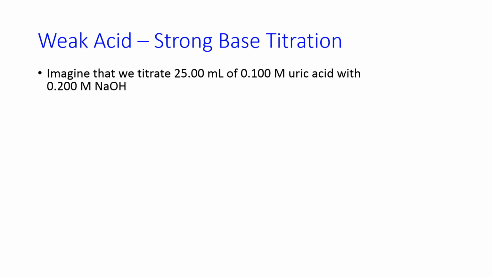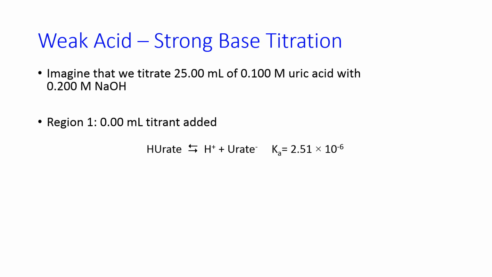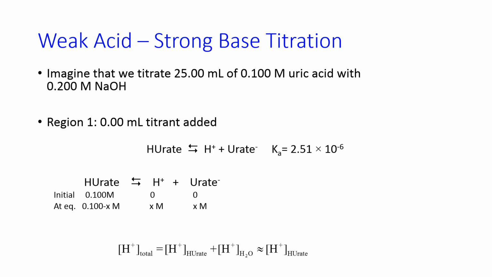Imagine that we titrate 25 milliliters of a 0.1 molar weak acid, uric acid, with 0.2 molar sodium hydroxide, a strong base. In the first region, the pH is just dictated by the weak acid that's in solution. So we have a 0.1 molar solution of weak acid. To find its pH, we need to consider the equilibrium and the extent to which it dissociates, which is given by the Ka. So we can make a nice table if we want.